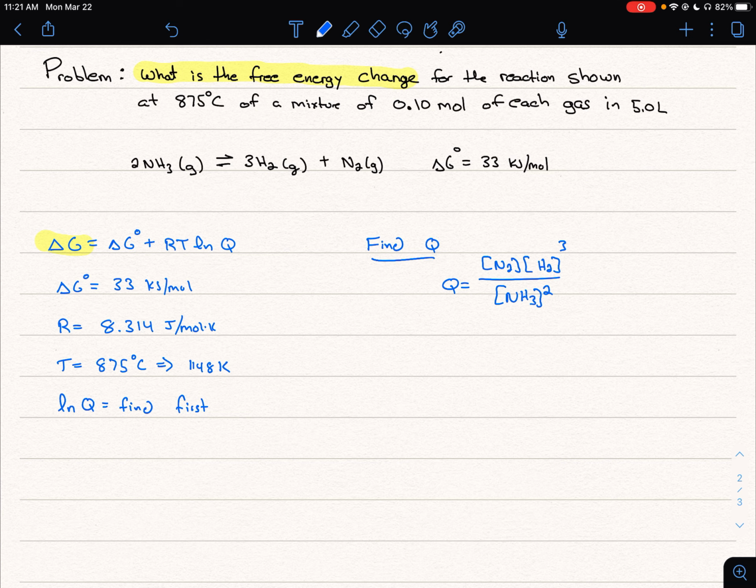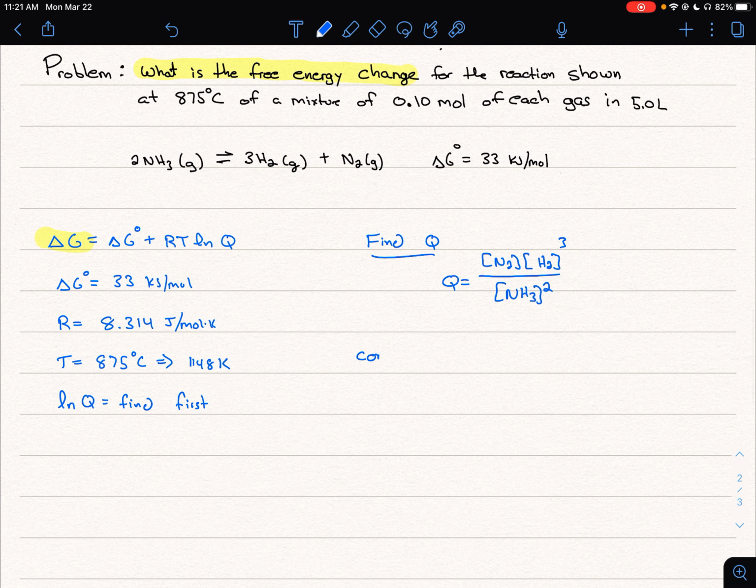And now what we need to do is fill in our concentrations. Now when we do this, we have to think about what are the concentrations of everything. And what we're told is we have 0.1 moles of each gas in a 5-liter vessel. So the concentration of all of our gases are going to be the same, and the concentrations are going to be equal to 0.1 mole over 5.0 liters. So when I did that out, I got 0.02 molar. And that's going to be the same of every gas. So what we can now do is come down and calculate Q.